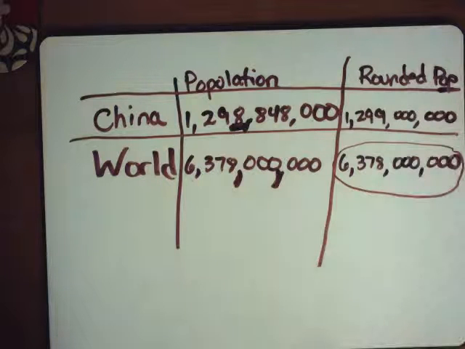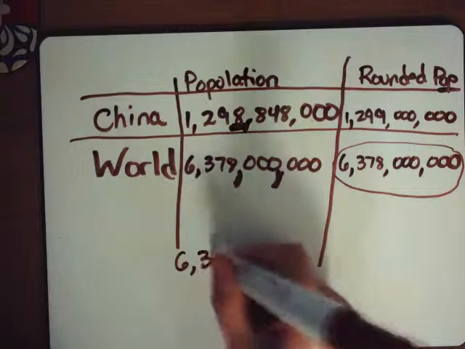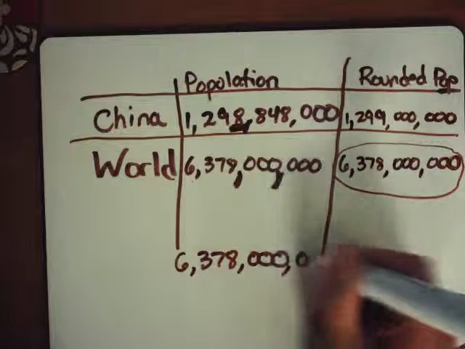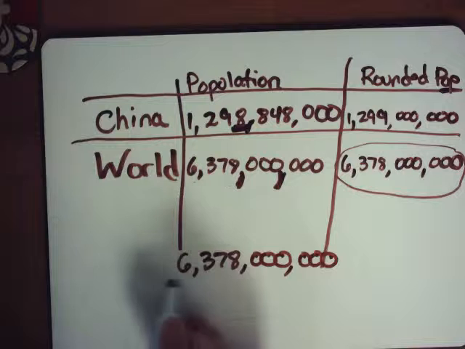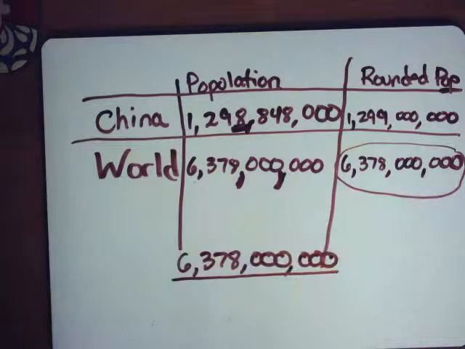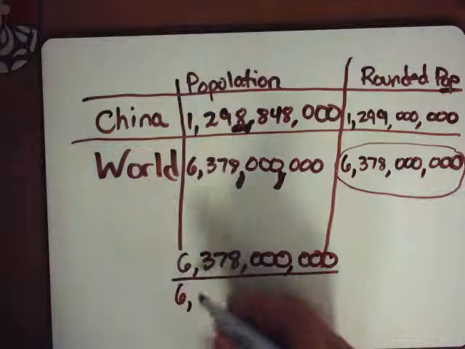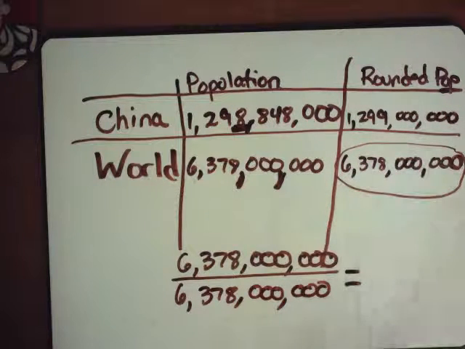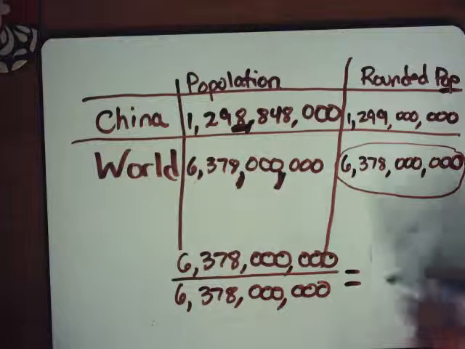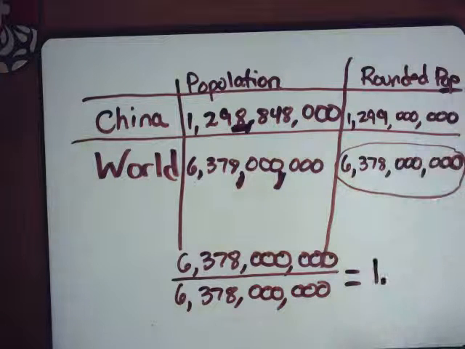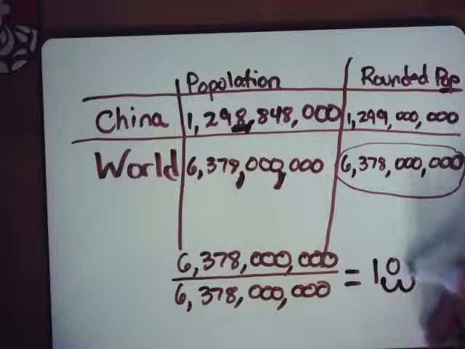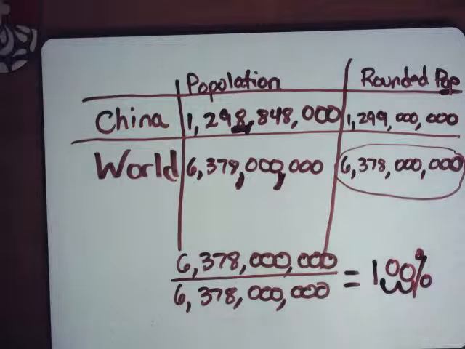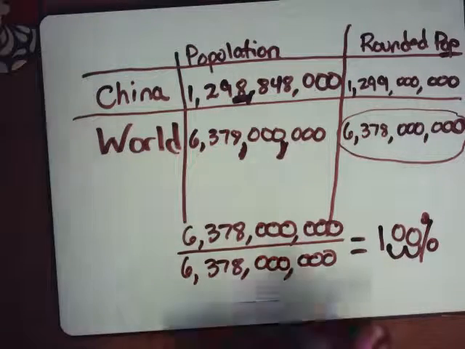So if I wanted to write a fraction for the whole world, 100%, it'd be 6,378,000, or 78 million, I'm sorry, you're right. 6,378,000,000 over my whole, which is 6,378,000,000. And the percentage of that, you can go ahead and throw it in your calculator, but it's going to be 1 is your decimal. I want to times that by 100. So my percentage is 100%, right?